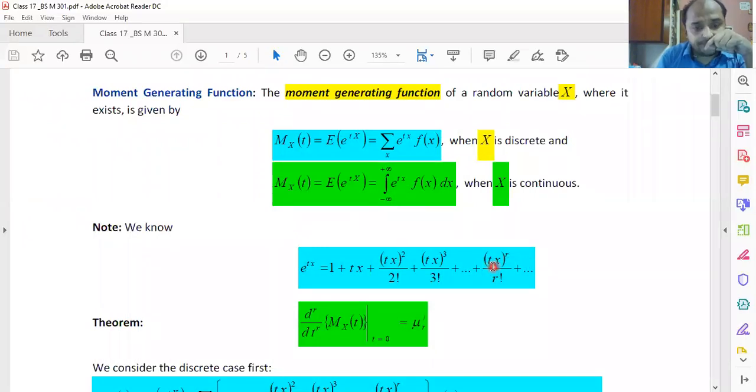Now, this e to the power tx has been shown over here because e to the power tx as an integrand is present in the definition of moment generating function. e to the power tx will always remain, but what changes is the probability mass function or probability density function, which we choose accordingly as the nature of the random variable is.